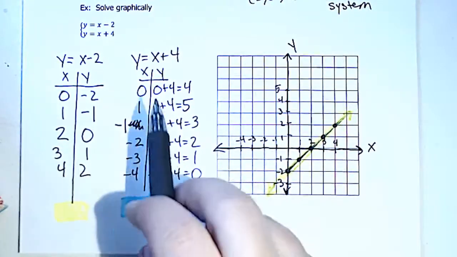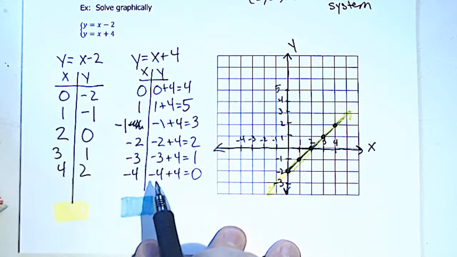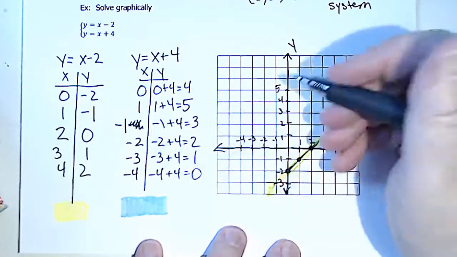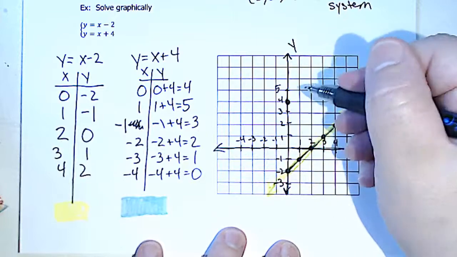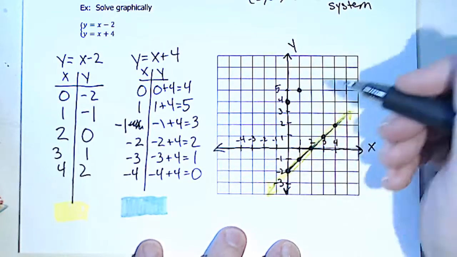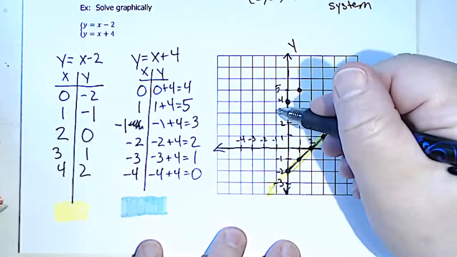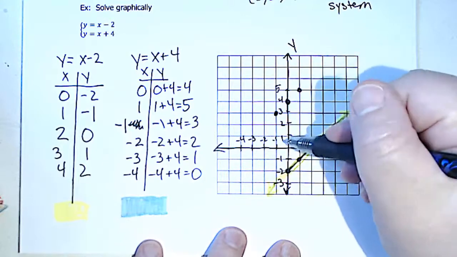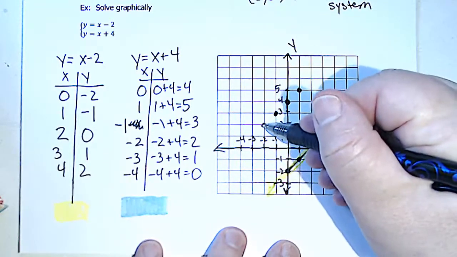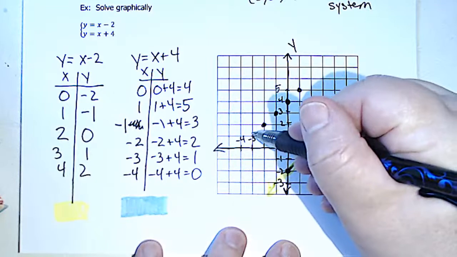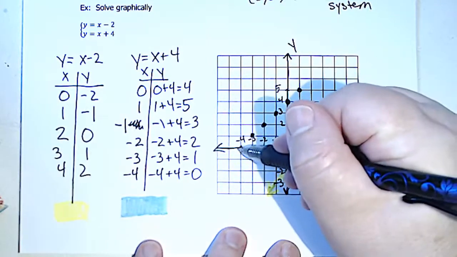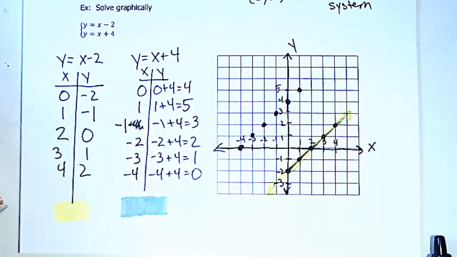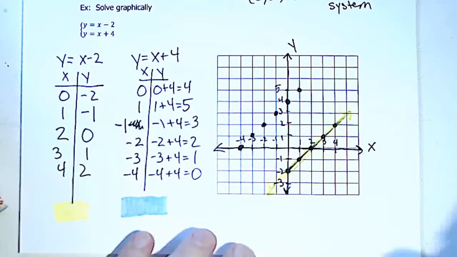Okay, so next up, I'm going to graph the blue line, y = x + 4. I've got (0, 4), (1, 5), and then we switched over and I was like, ooh, this is going to get really big. (-1, 3), (-2, 2), (-3, 1), and (-4, 0). So the blue line looks like it's going right there.